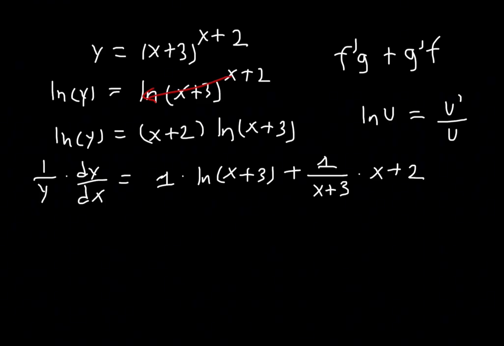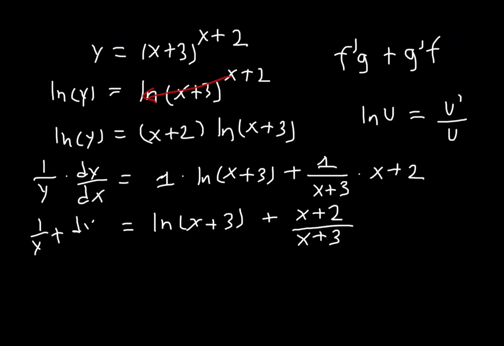Now we can just simplify this. So ln of x plus 3 plus x plus 2 over x plus 3, which is equal to 1 over y times dy dx. And now we need to isolate for dy dx. And by the way, I just meant multiplication.